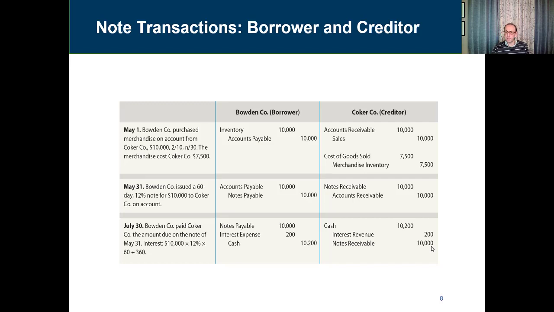So I think it's a good comparison to see the borrower and the creditor side by side and see how things look from different perspectives. I think it's very logical, it's very easy to understand. The only thing that students tend to forget is this cost of goods sold journal entry. If the Coker company was one of those companies using the periodic system, this journal entry would not be recorded, and that would be the only difference here.